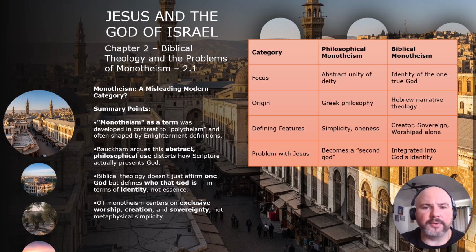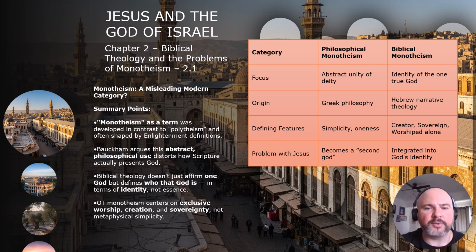Chapter 2, Biblical Theology and the Problems of Monotheism. Bauckham's key critique: the category of monotheism itself may be misleading, especially when applied through the lens of modern or philosophical assumptions. The term monotheism originated in contrast to polytheism and was shaped significantly by Enlightenment thinking. In that context, the emphasis is on counting how many gods exist and describing God as an abstract singular essence. But Bauckham challenges this framing.